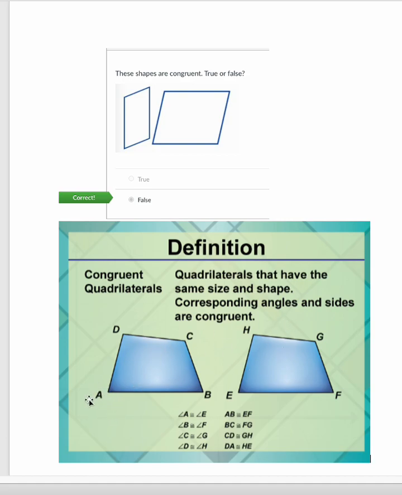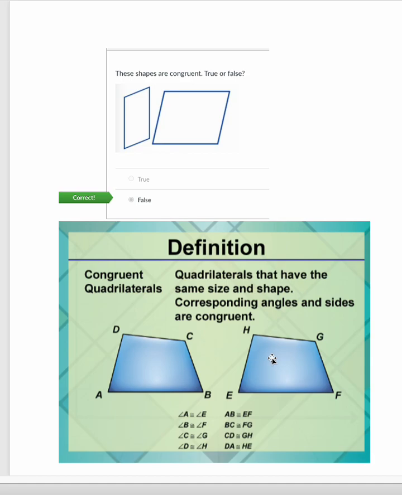For example, here in this picture, for angle A, the corresponding angle in the other quadrilateral is angle E. So they both have to be congruent to each other. For D, the congruent angle is H. For C, it's G. For B, it's F. So you can use either a single letter or three letters to represent the angles, but you get the point. They have to be congruent to each other.